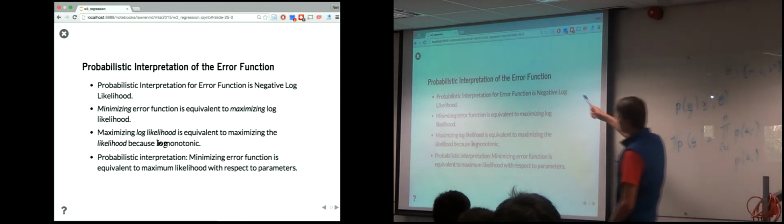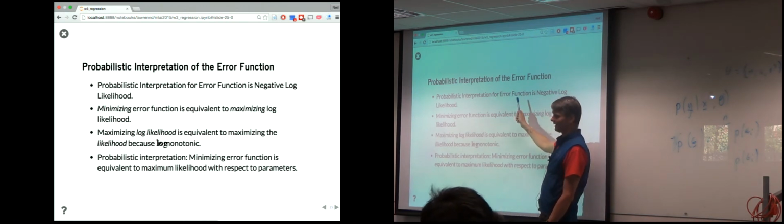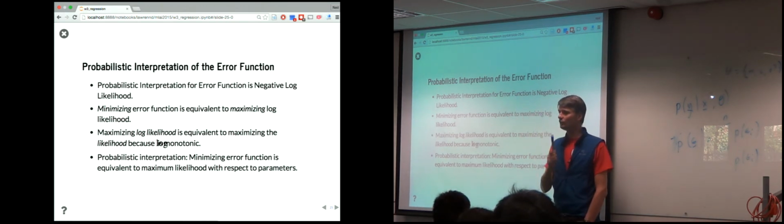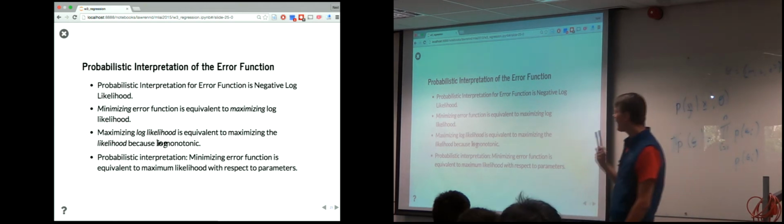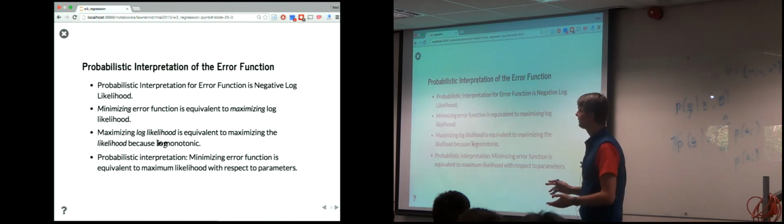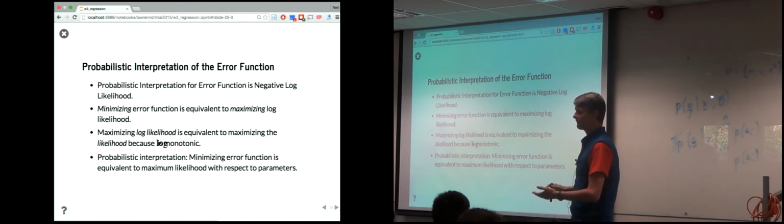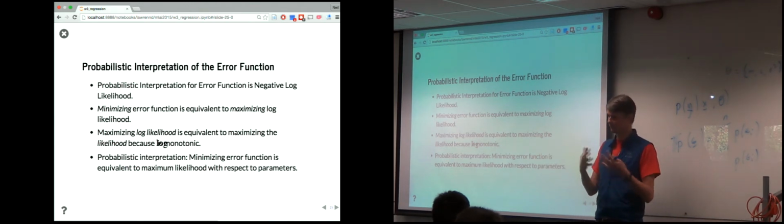The error function we looked at last time has a probabilistic interpretation: it's the negative log likelihood. So the objective function you use for probability is the negative log likelihood. Why negative? This is just a standard. In optimization, they're not optimists, in that they prefer to minimize things rather than maximize things. So it's standard in optimization theory. If you read all the texts, they'll always talk about minimization, like the real texts.